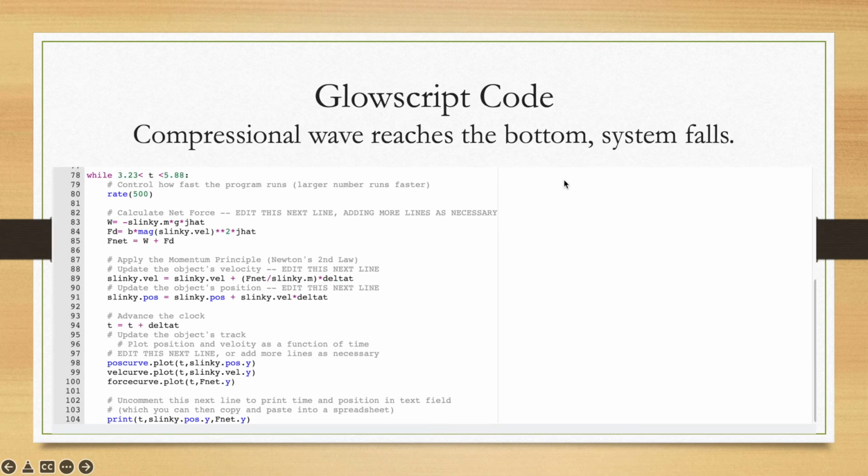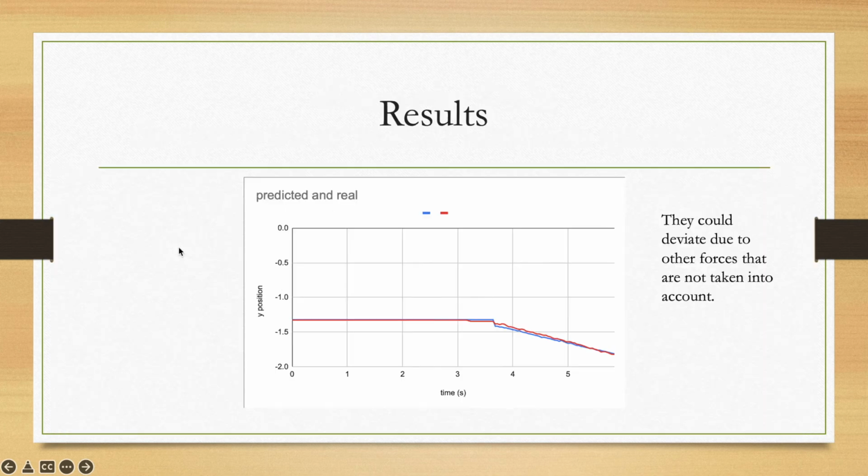For the part when the bottom of the slinky starts moving, it means that the compressional wave reached the bottom of the system, so it falls. Now for the weight, we have the same one, mg j hat, and also the force of drag is just b times the magnitude of the velocity squared times j hat. So our net force is just adding those up.